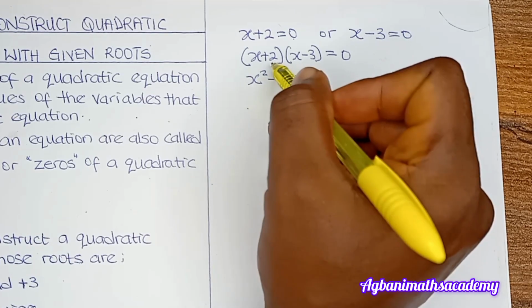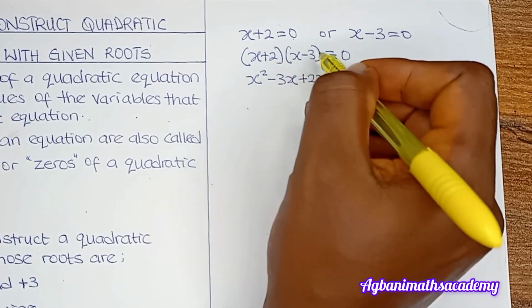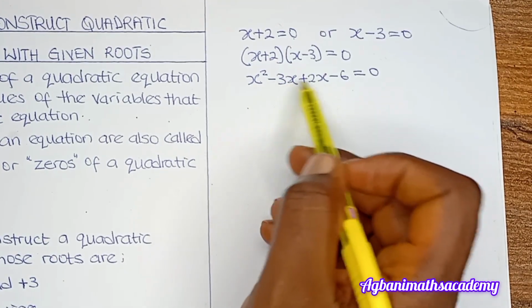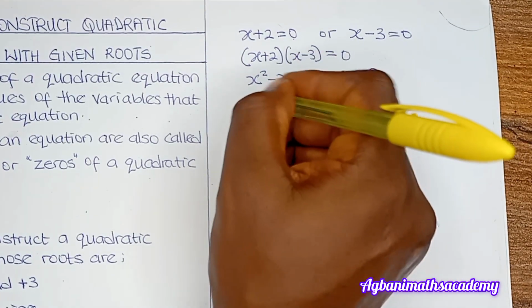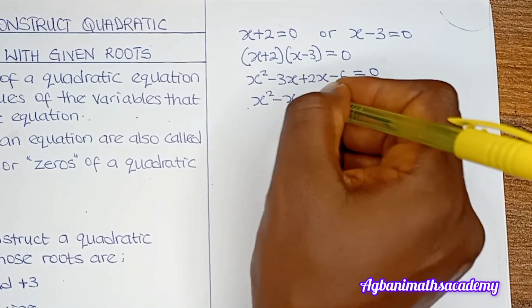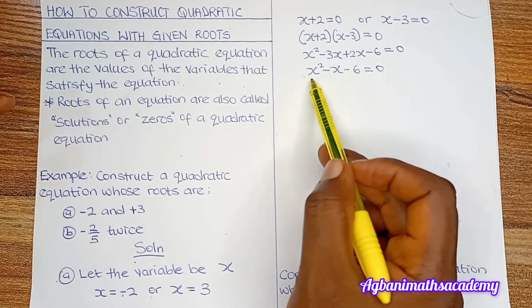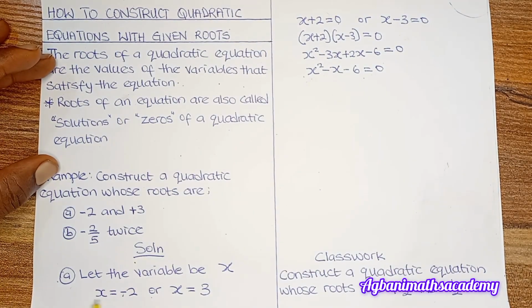Now we move to 2. Plus 2 multiplied by x gives you plus 2x. And plus 2 multiplied by -3 gives you -6 is equal to 0. Here we can see that -3x plus 2x is going to give us -x. So this means we have x squared minus x minus 6 is equal to 0. What we have done is we have constructed this quadratic equation from the roots we were given. That is what it means to construct a quadratic equation when given the roots.